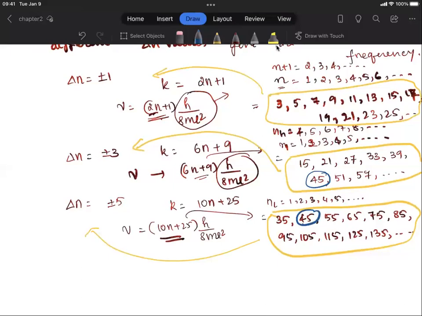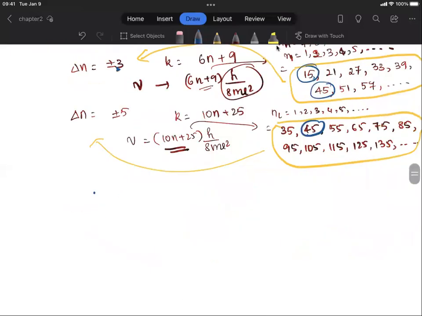Now let's compare if there's anything between 3 and 1. Between 3 and 1, we have 15 here and 15 here. The smallest value of k is there in both, when delta n equals plus or minus 3 and also when it's equal to plus or minus 1. So the smallest value of k is 15.